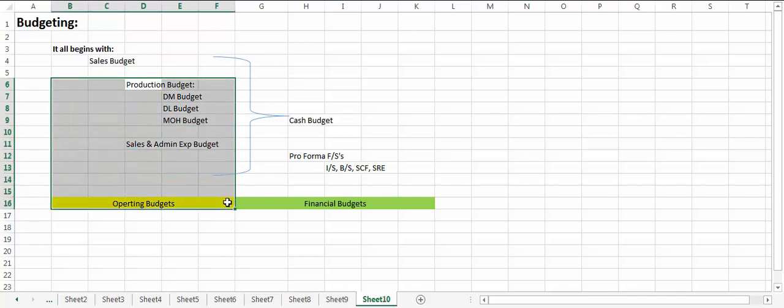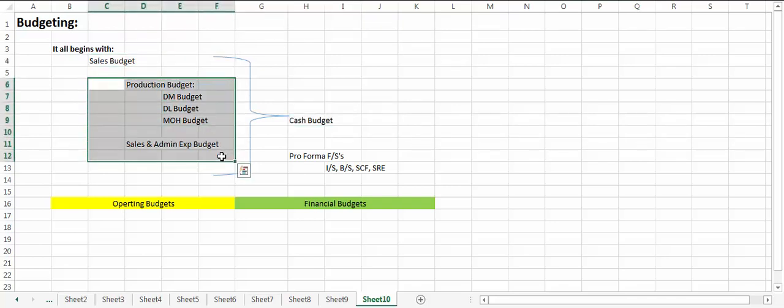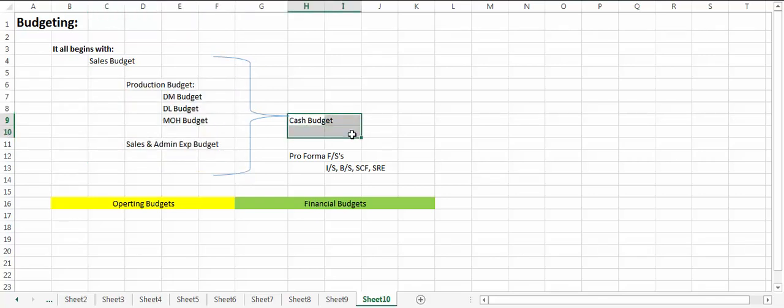The operating budgets give me the inputs to come up with a cash budget based on the cash inflows from sales and the cash outflows from these items here. And that gives me the inputs to be able to generate a cash budget. Additionally, I can create my financial statements, pro forma financial statements, based on these expectations. I can prepare the income statement, balance sheet, statement of cash flows, and the statement of retained earnings.